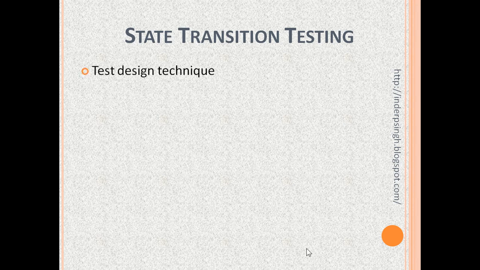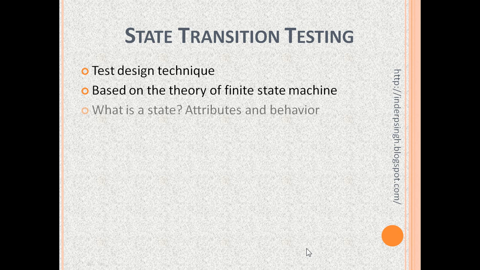State transition testing is a test design technique. This means that using this technique we can design test cases to give us good coverage of the system testing. State transition testing is based on the theory of finite state machines. So we can use this testing technique whenever we have a system that can be defined in a finite number of states. So first of all, the question is, what is a state?